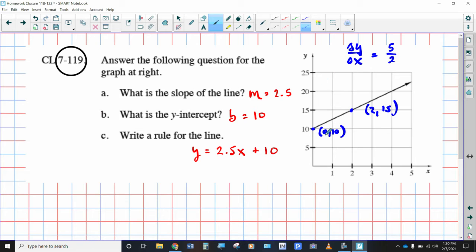Now, this also happens to be your y-intercept. So when we put it all together, this is the rule that applies for that situation. If you want to prove that that rule is the correct rule, just do this.